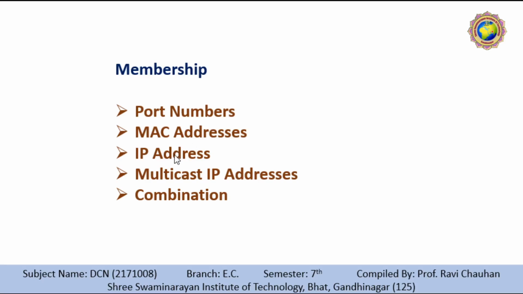Third is IP address. Some VLAN vendors use a 32-bit IP address as a membership characteristic. Multicast IP addresses. Some VLAN vendors use a multicast IP address as a membership characteristic. Multicasting at the IP layer is now translated to multicasting at the data link layer.